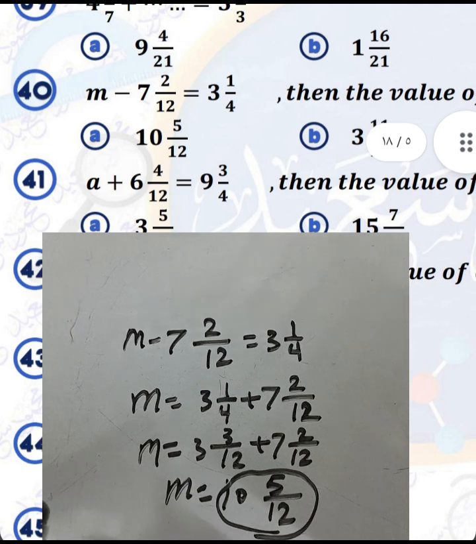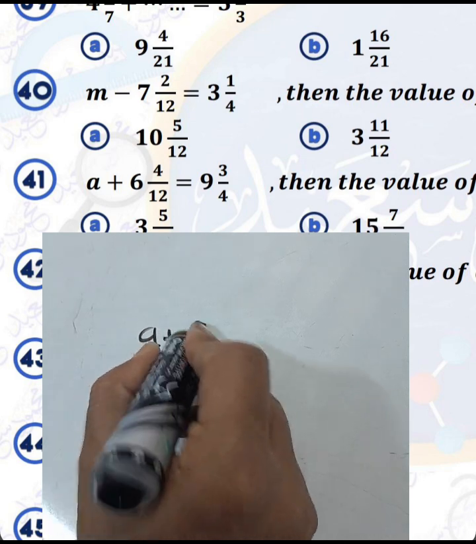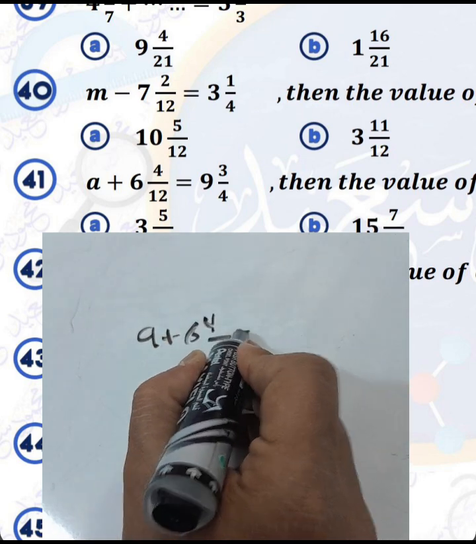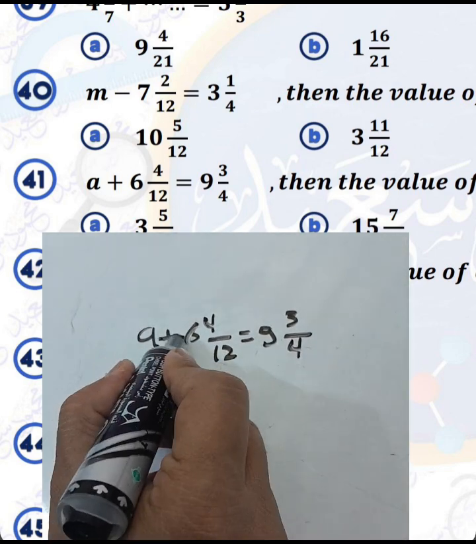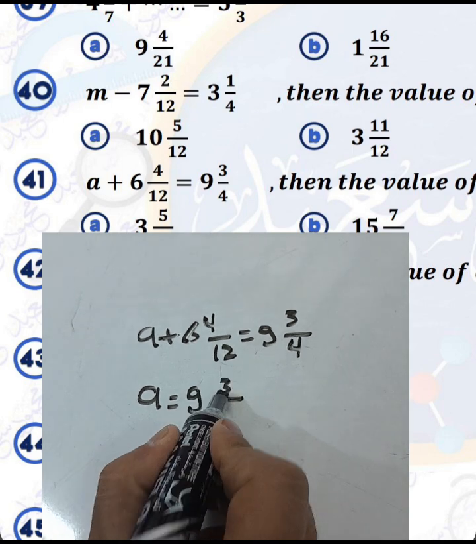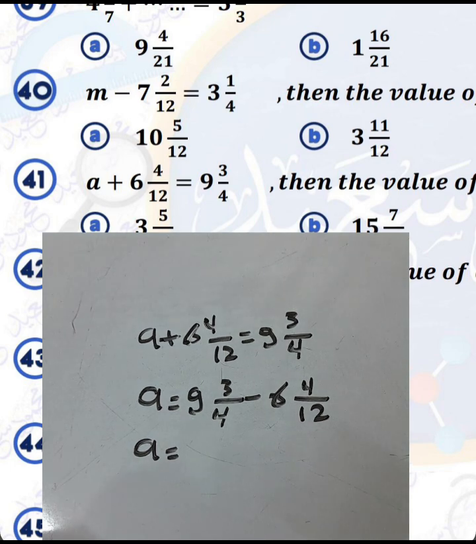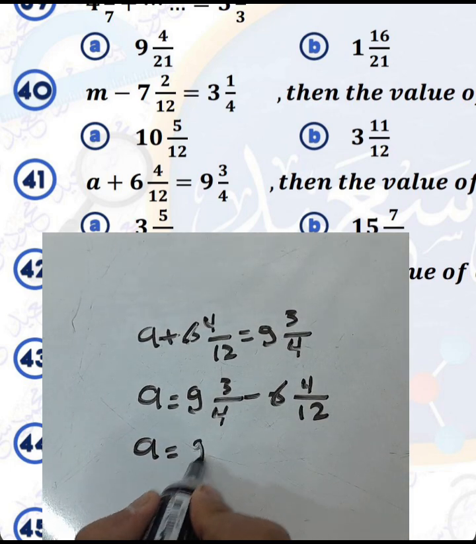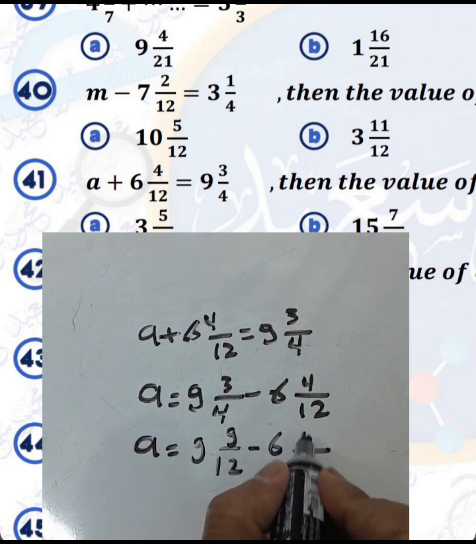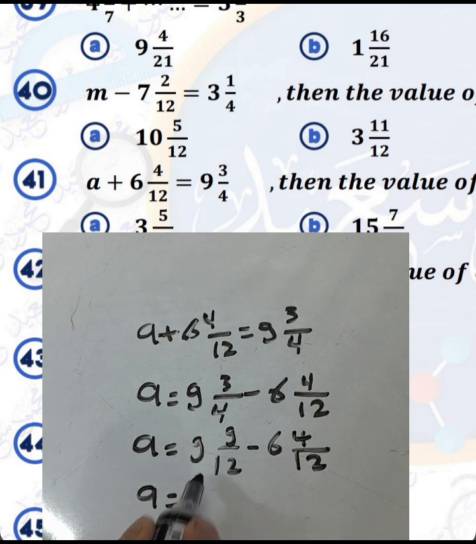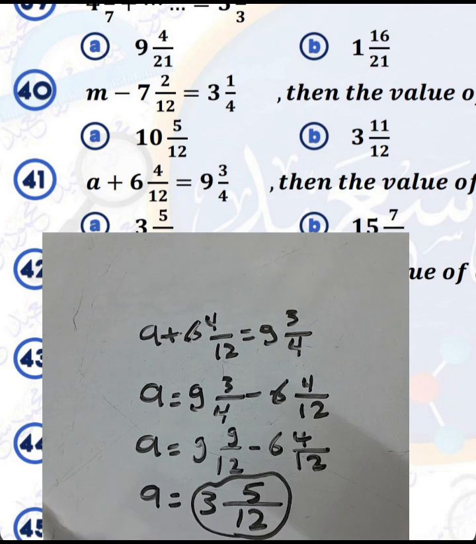Question 41. We want to find the value of a. A plus 6 and 4 over 12 equals 9 and 3 over 4. We can find the value of a by finding the difference between two numbers, right? 9 and 3/4 subtract by 6 and 4 over 12. Then the value of a will be what? We have the least common multiple between them equal 12. 3 times 4 equals 12 and 3 times 3 equals 9. Subtract by 6 and 4 over 12. 9 minus 6 equals 3, and then write 12 in the denominator. 9 minus 4 will be 5. Then the result will be 3 and 5 over 12.